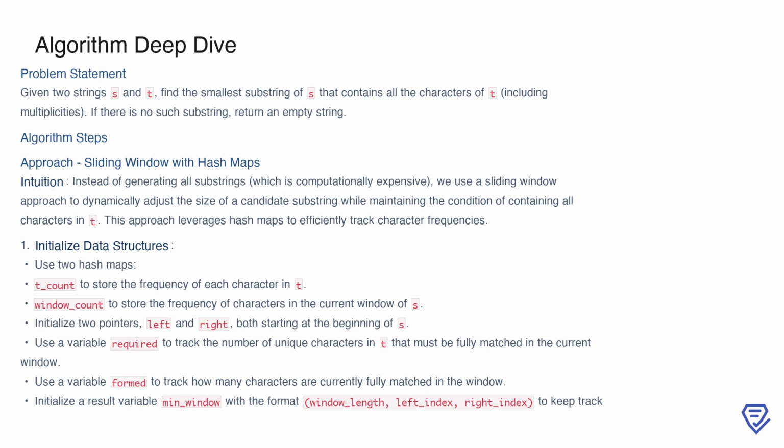To begin, we initialize 2 hash maps, T_count, which holds the frequency of characters in T, and window_count, which tracks the frequency of characters in the current window of S. We also set 2 pointers, left and right, both starting at the beginning of S. Additionally, we use a variable required to represent the number of unique characters in T that need to be fully matched, and another variable formed to track how many of those characters are currently matched in the window. Finally, we set up a result variable, min_window, to keep track of the smallest valid window found so far, storing its length and indices for easy reference later on.